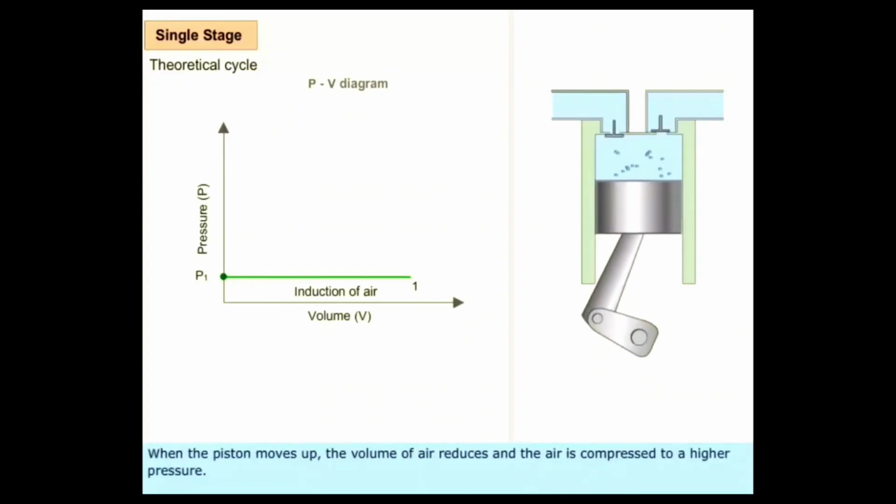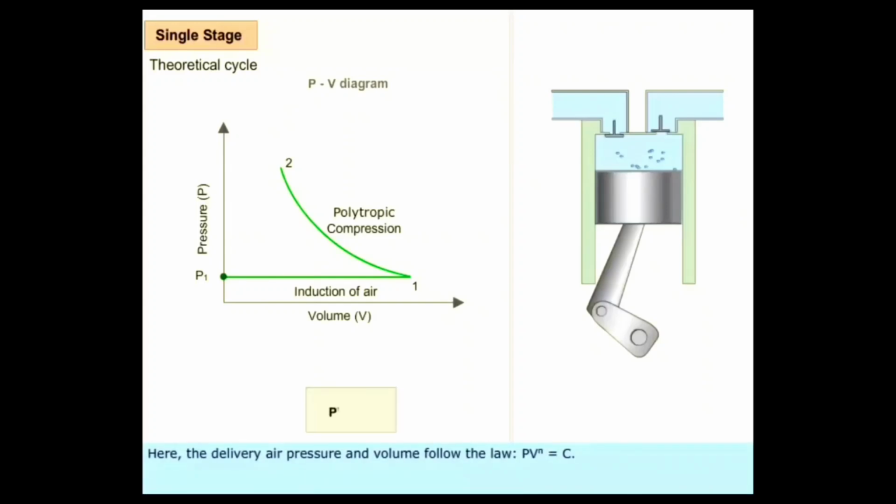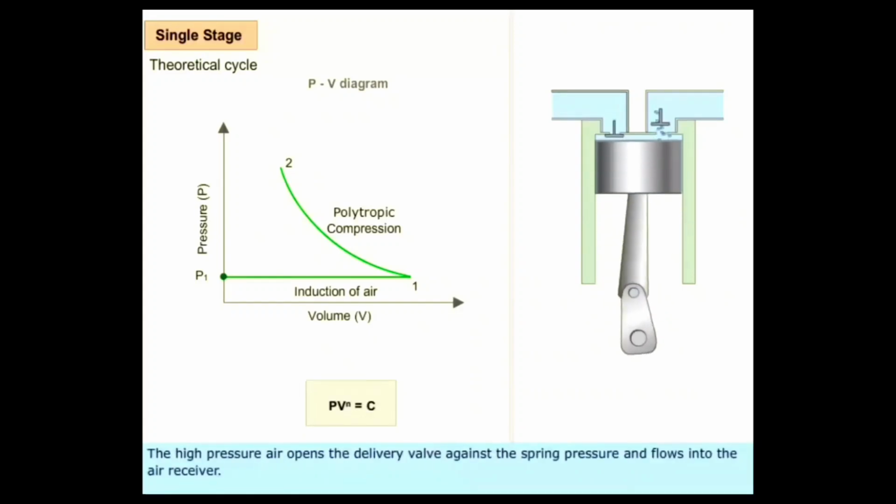When the piston moves up, the volume of air reduces and the air is compressed to a higher pressure. In the PV diagram, the polytropic compression of air is represented by the curve 1, 2. Here, the delivery air pressure and volume follow the law PV^n = C. The high-pressure air opens the delivery valve against the spring pressure and flows into the air receiver.